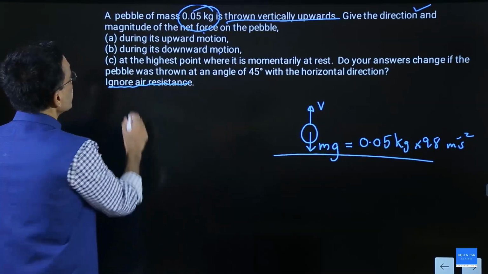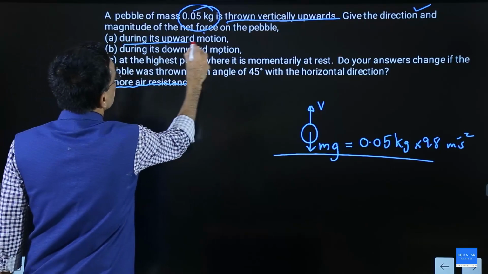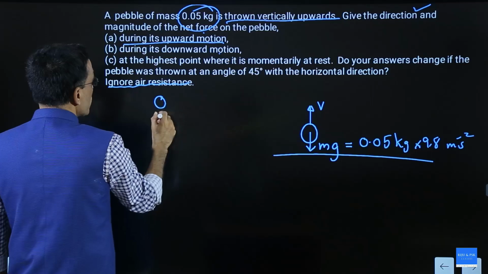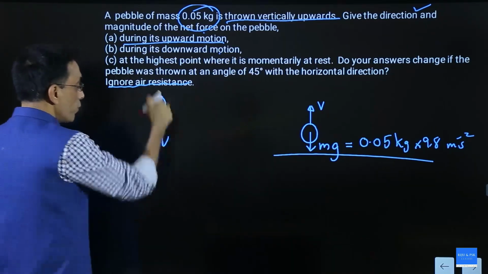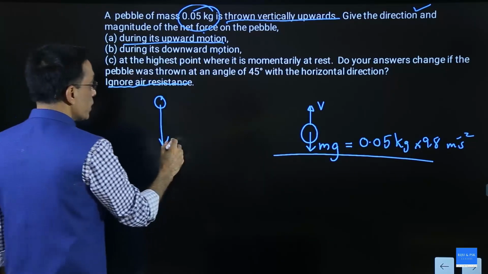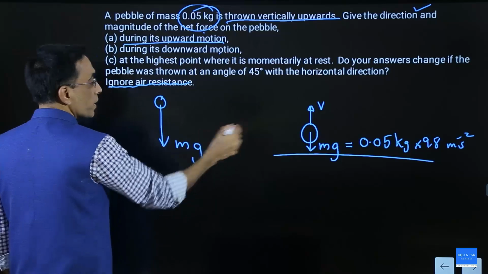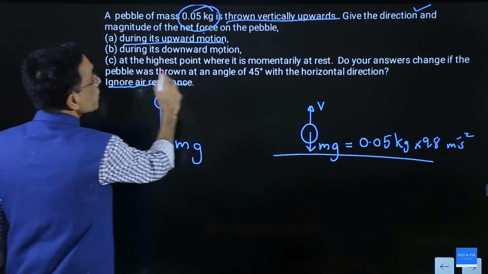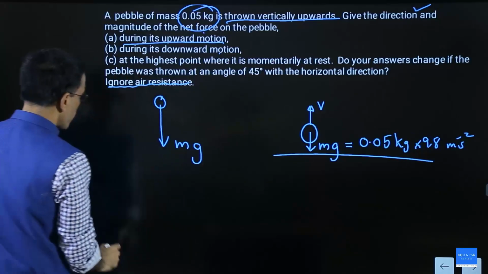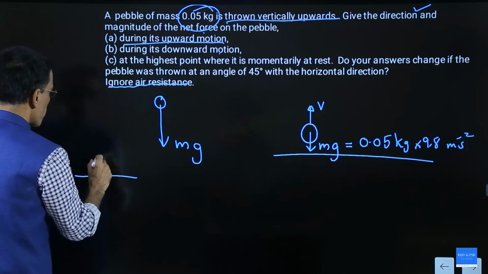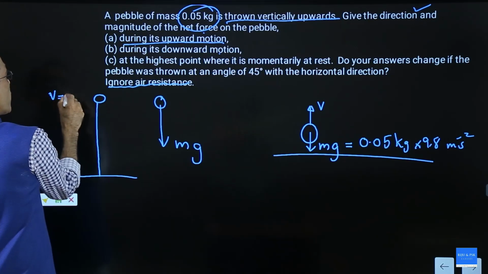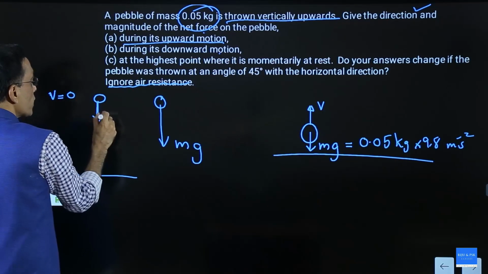Fine. Second one, that is during upward motion. Now say after some time the body will reach the highest point, then it will start falling downward. When it is falling downward, again the force acting is mg, same magnitude. Now at the highest point where it is momentarily at rest, its velocity will be equal to 0, but at that time also there is a force acting that is equal to mg.